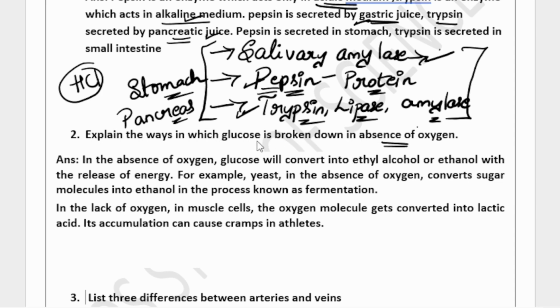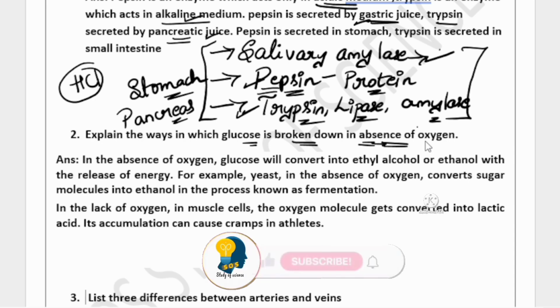See, when we talk about the breakdown of glucose, we always have to focus on 3 things. What happens to the glucose when it is broken down in the presence of oxygen, in the absence of oxygen, and also in the lack of oxygen. Now in the question they are asking what happens to glucose when it is broken down in the absence of oxygen. When I talk about absence of oxygen, my dear students, you have to know that we are talking about yeast. So the respiration is taking place in the yeast.